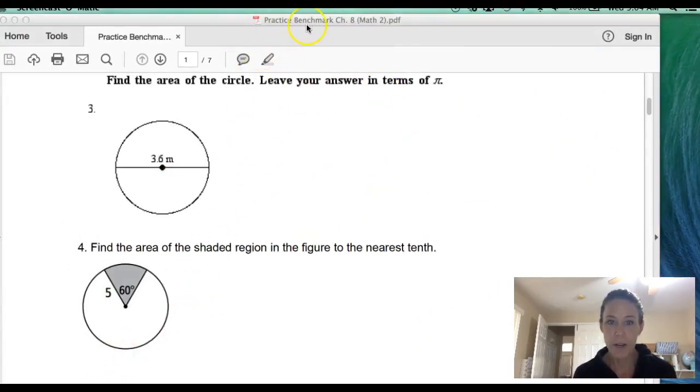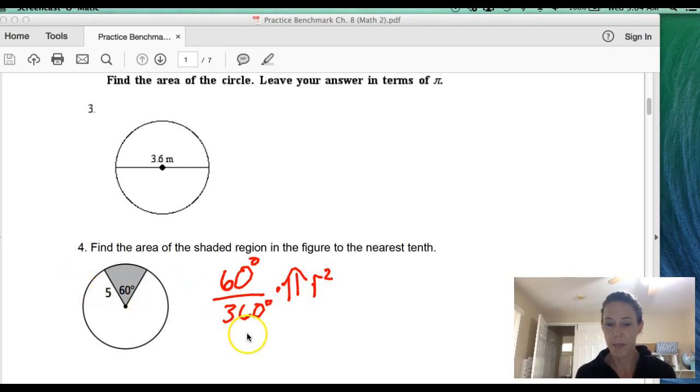Okay, so to find the area of the shaded region, I'm going to do the area of the sector. So it's basically finding a percentage of it. 60 degrees is the measure of that angle and also the measure of this arc. It's 60 out of the total circle, which is 360. So I'm finding a percentage of it: 60 out of 360 times my area of pi times my radius squared. I know my radius is 5. They gave me that. So I'm going to go 60 divided by 360 times pi times 5 squared.